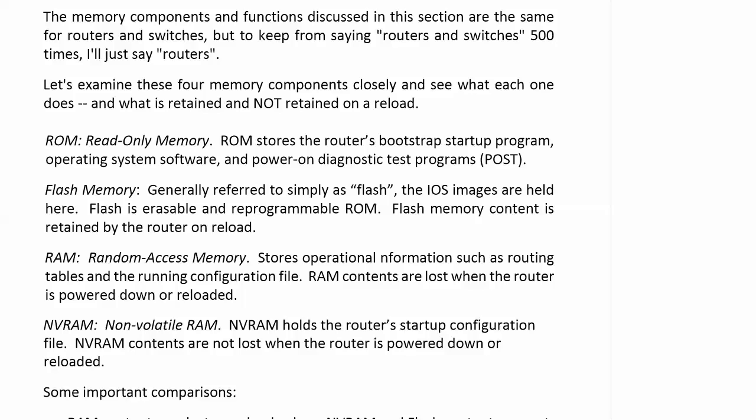So we're going to lose our routing tables. They're going to have to reform when the router comes back up, and the running configuration file is lost. Now, non-volatile RAM, the name is the recipe. It's not volatile. You are not going to lose the contents when you power down the router. This is where the startup configuration file is held. And you can see I'm already starting to draw a very important distinction between our startup file and our running file, and we will revisit that throughout this particular section.